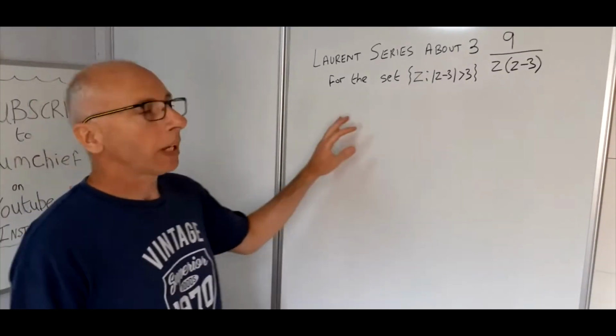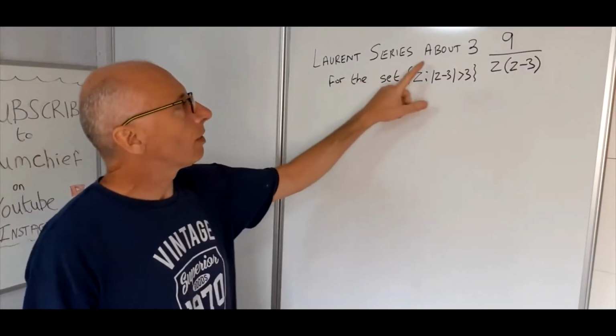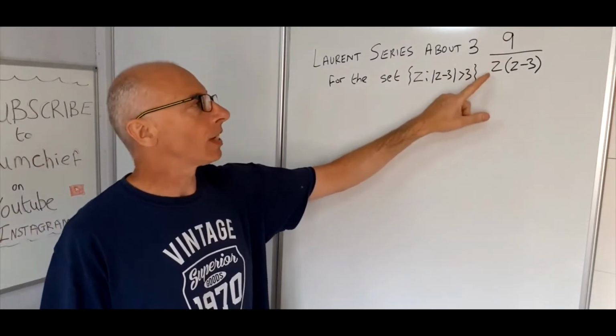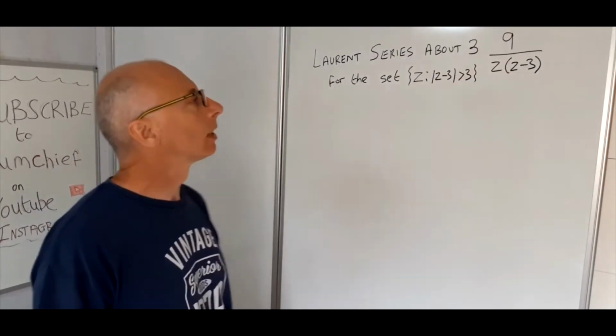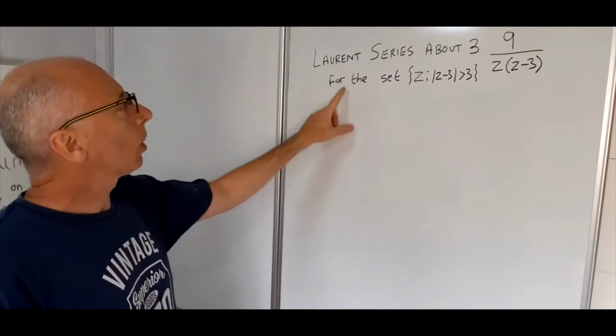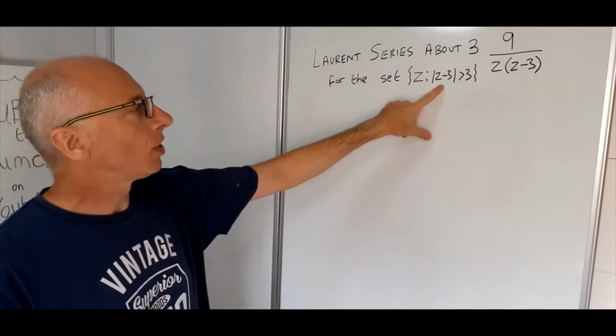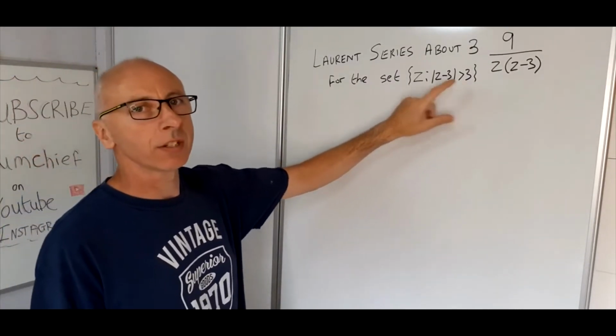Okay, so we're going to do some complex analysis, and we'll look for the Laurent series about 3 for 9 over z times z minus 3. And we're looking for it on the set where the modulus of z minus 3 is greater than 3.